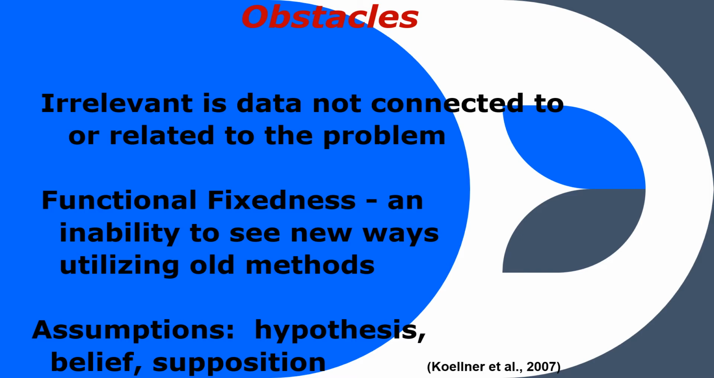Functional fixedness. We have an inability sometimes to see new ways using old methods because we're fixated on this is how we did it, this is what the result was, and we seem to not be able to move forward. The other obstacle, sometimes we have assumptions. We have a hypothesis, a belief, a supposition that may preclude us from seeing a new path or a new way of bringing resolution to a problem that may not be new at all.